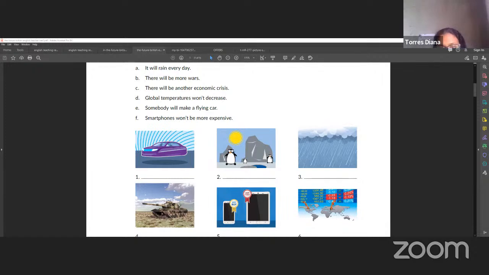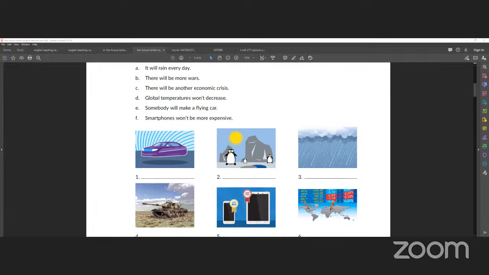Letter A. It will rain every day. Correct. Thank you. Let's move on. Mariuxi, picture number 4. Letter B, there will be more wars. Thank you. That's correct.